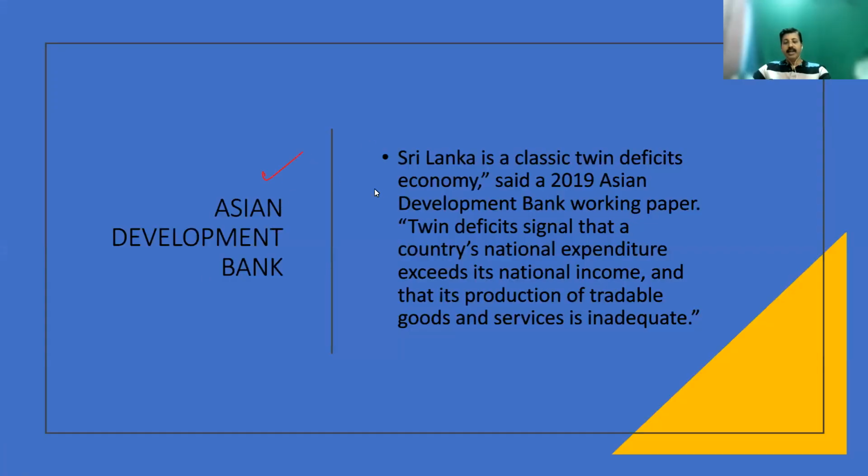So the Asian Development Bank gave a report in 2019: Sri Lanka is a classic twin deficit economy in the year 2019. Twin deficit signals that the country's national expenditure exceeds its national income, and that its production of tradable goods and services is inadequate. You got the point. Whatever tradable goods and services they are making in a given year, they are not in a position to bring back the money, because their national expenditure exceeds its national income.